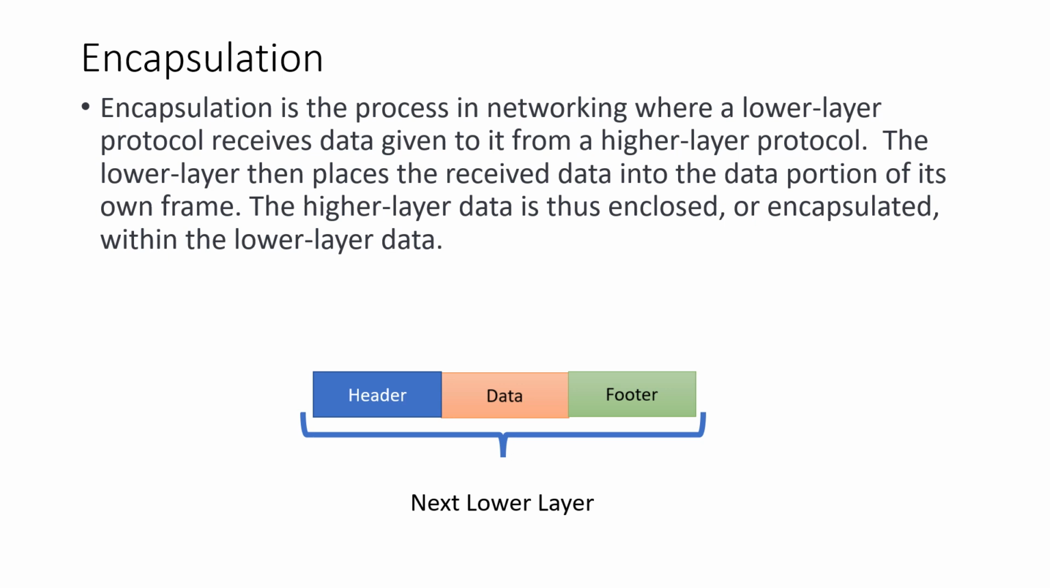When a system receives information from another system, the process is reversed, with a layer receiving information from the layer beneath it, which it then strips off the header and footer from in order to determine where to send it in the layer above.